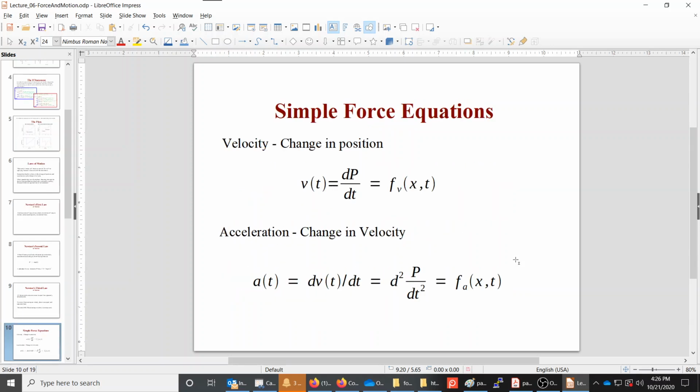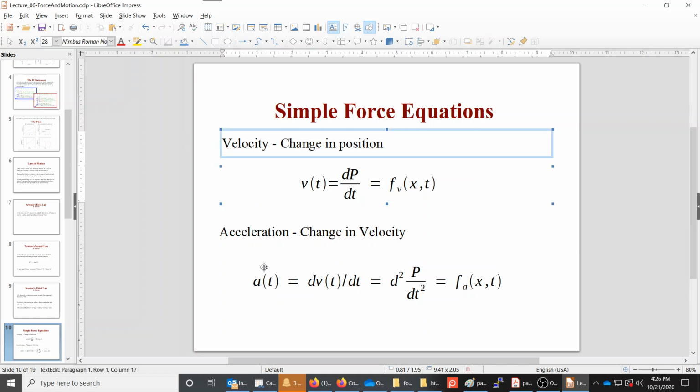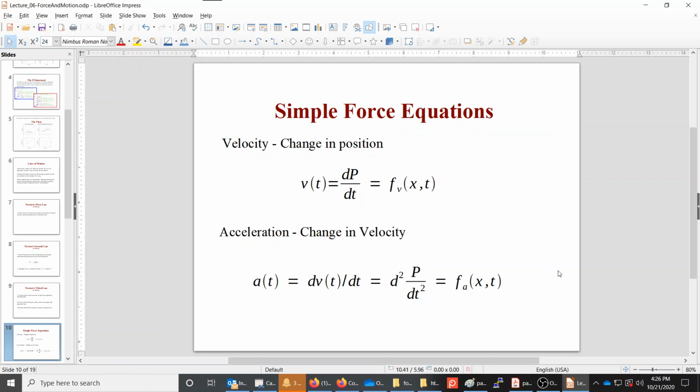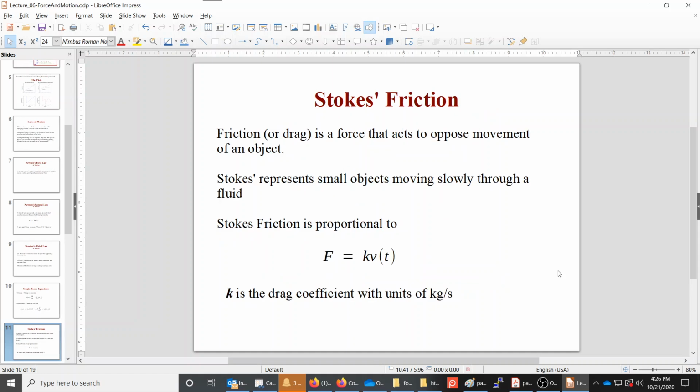Okay, so this is just a reminder that velocity is a change in position and acceleration is a change in velocity. Okay, so if we're going to step out of an airplane, we're going to have air friction applying to us. So let's talk a little bit about friction.